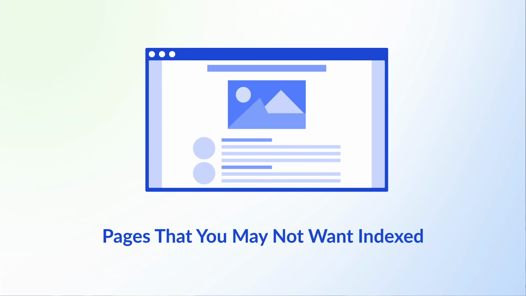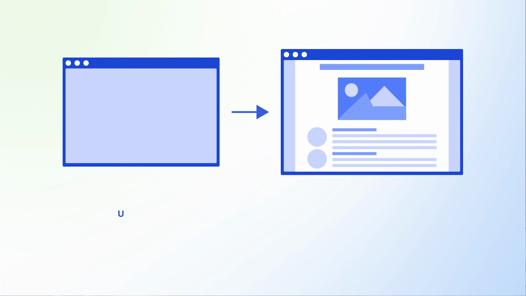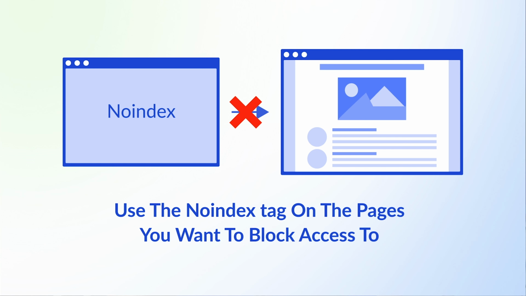Now, as I mentioned at the beginning of this lesson, not all bots support the Robots.txt directive, and that means that you can't really rely on this file to request crawlers not to index a page. There are many pages on your website which you may not want indexed, for example, your privacy page and your terms and conditions. In order to stop those pages from getting indexed, we use the Noindex tag on the pages you actually want to block access to.